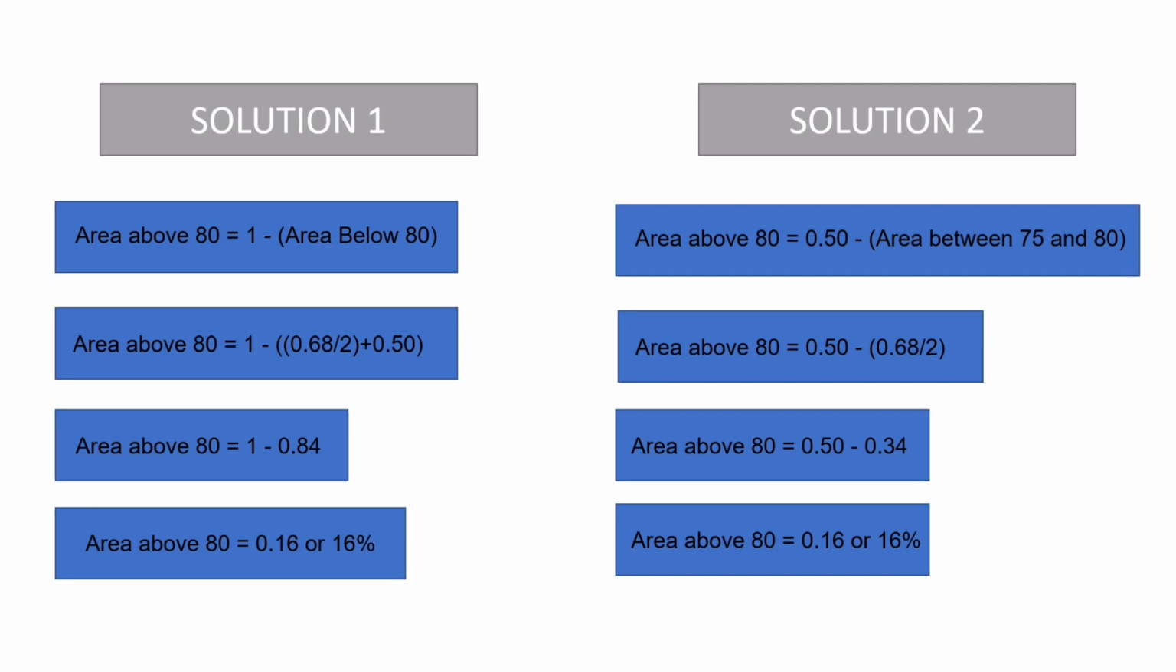The other way is to simply subtract the 0.34 or 34% from 0.50 or 50%. We got the 0.34 from the 1 standard deviation that we divided by 2, and subtracting it from 0.50 will result in the same 0.16 or 16%.